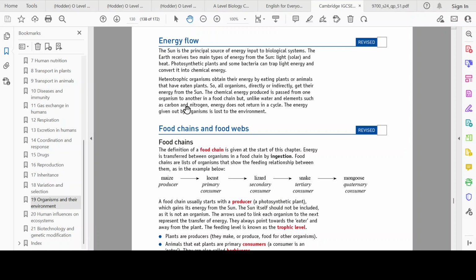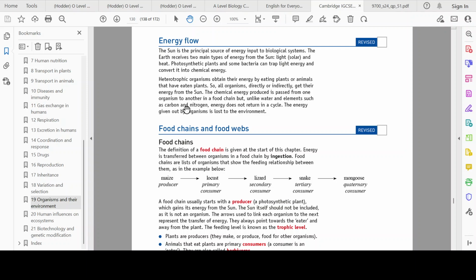So heterotrophs or heterotrophic organisms obtain their energy by eating plants or other animals, right? And those animals would have at some point eaten plants, right? So the energy flow is sun to producers, producers to other animals, right? Either the animal is directly eating the plants or it's eating an animal that has eaten plants at some point. So all organisms directly or indirectly get their energy from the sun, right? And the chemical energy is then in the form of organic molecules passed from one organism to the other.